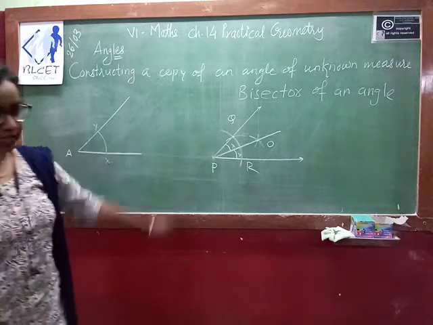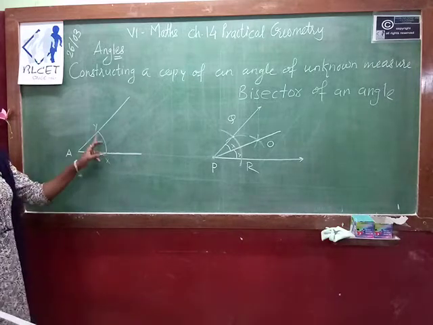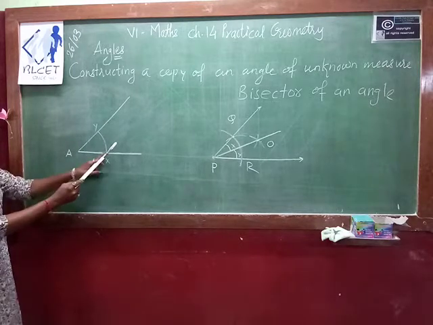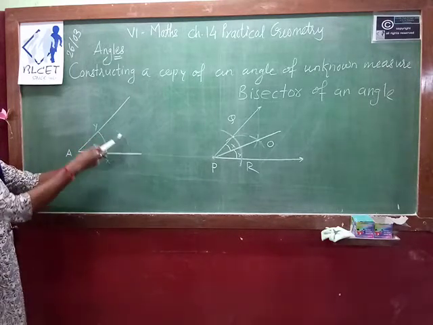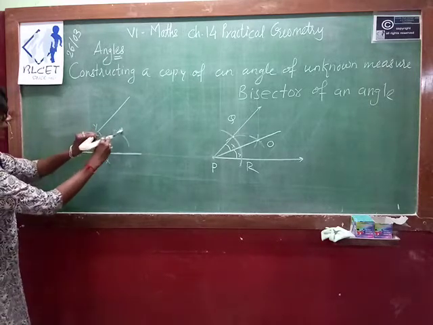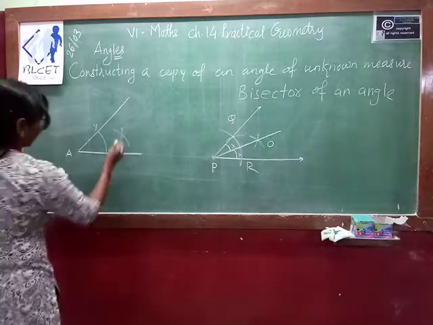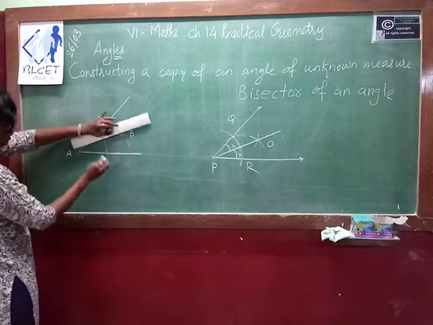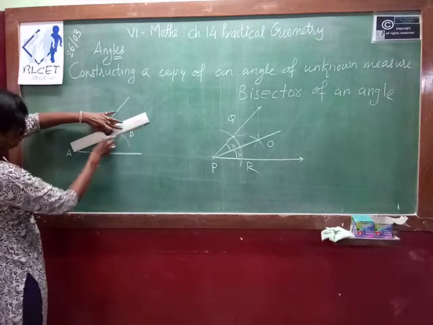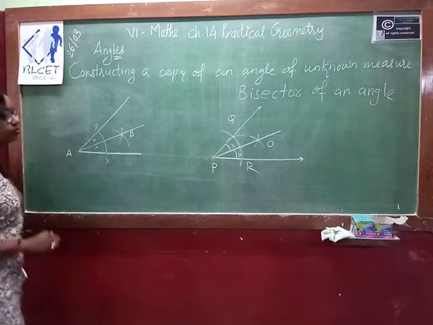of a given angle. If you want to again clear your concept, so what we can do, we can take this distance, the distance between these two edges. Then we keep your pointer over X and draw an arc. Same distance, same measurement, keep your pointer on Y and draw an arc. So what happened? You are getting one intersecting point, name it as AB. Now join A and B points. So this is your AB, bisect this angle into two equal parts.